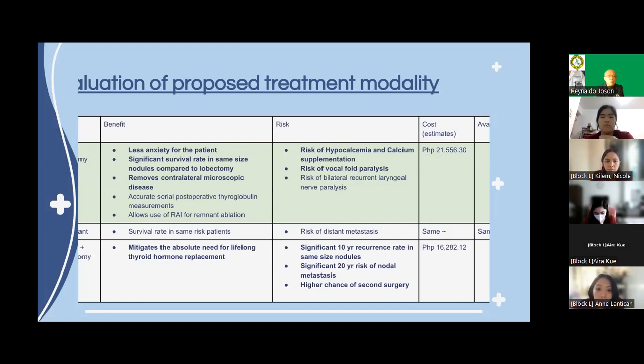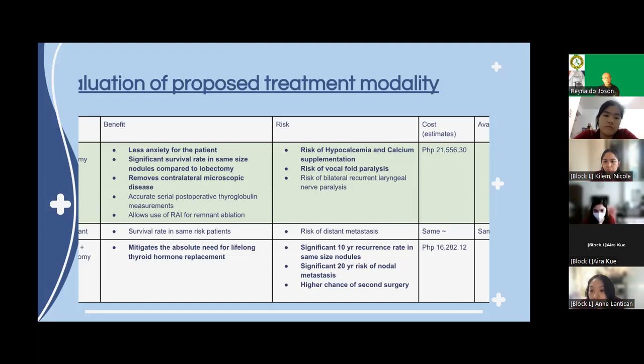So for the risk po of total thyroidectomy, it has the risk of hypocalcemia and calcium supplementation. It also has a risk of vocal fold paralysis, and it also has a risk of bilateral recurrent laryngeal nerve paralysis. However, this risk is very low and is more common in higher stage tumor. So ang major lang po talagang risk for total thyroidectomy is the risk of hypocalcemia and calcium supplementation and vocal fold paralysis.